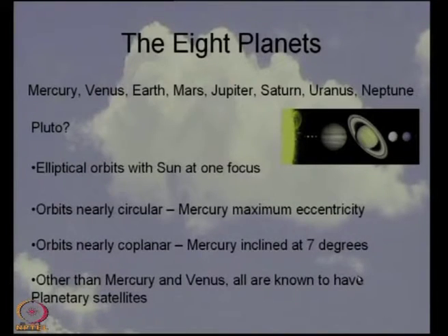Okay. So, let us now move on to the planets, the 8 planets. I have listed the 8 planets here. We have Mercury, Venus, Earth, Mars, Jupiter, Saturn, Uranus and Neptune. Okay. So, these are the 8 planets. Mercury, that is closest, and then we have Venus, Earth and Mars. Then we have Jupiter, Saturn, Uranus, Neptune. Now, what about Pluto? It is no longer a planet. We shall come back to this a little later.